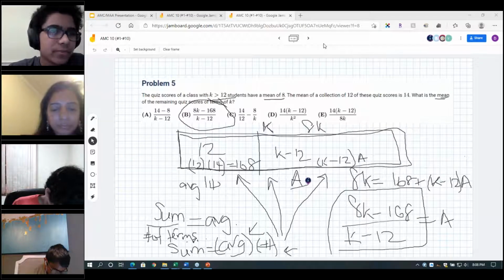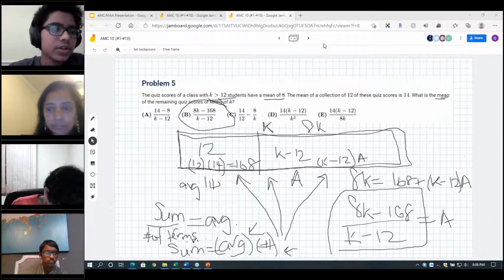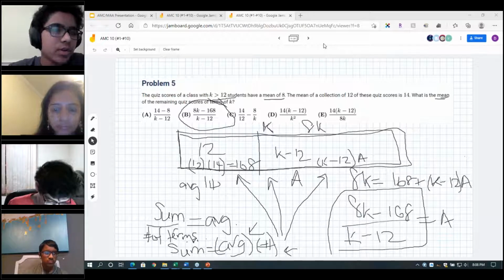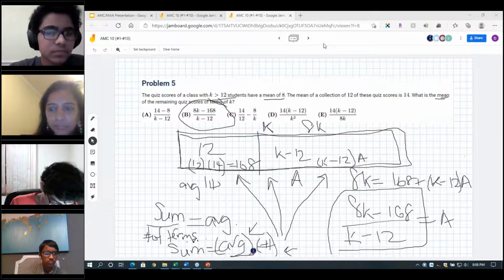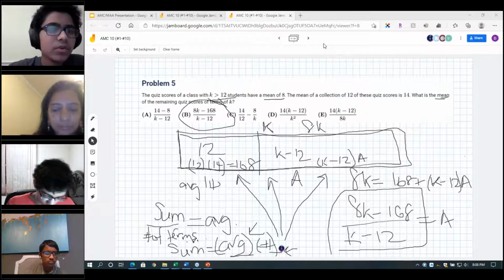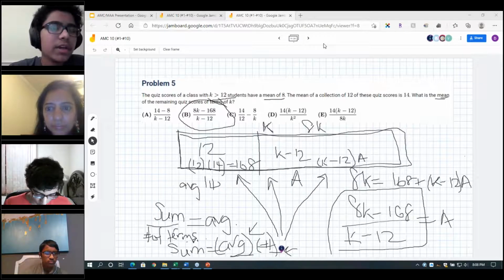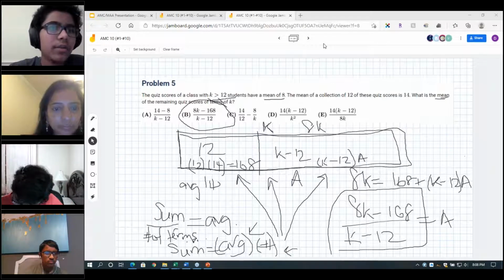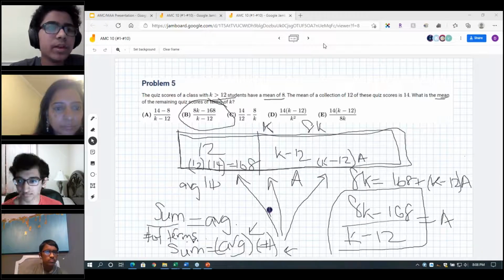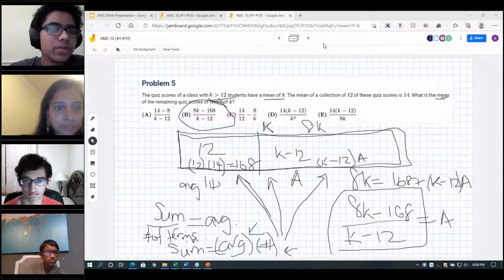So what is the definition of average? Average is the sum of the terms divided by the number of terms. Here our terms are quiz scores. So we can rewrite this as the sum of the terms equals average times the number of terms. So we can apply this to all 3 subsections. We can apply this to the 12 students.